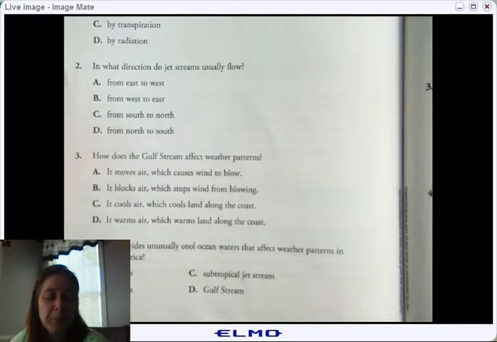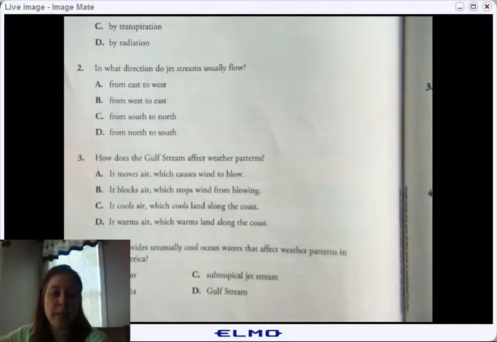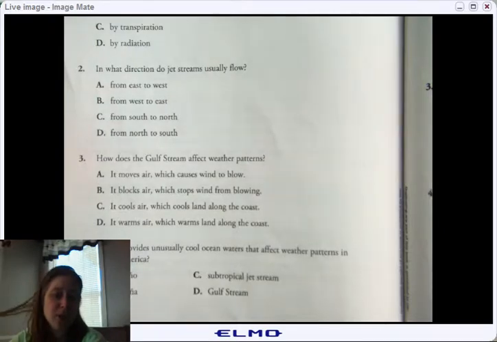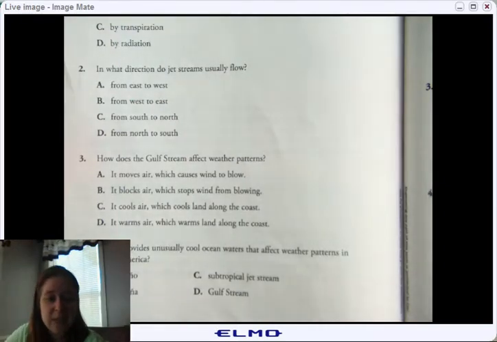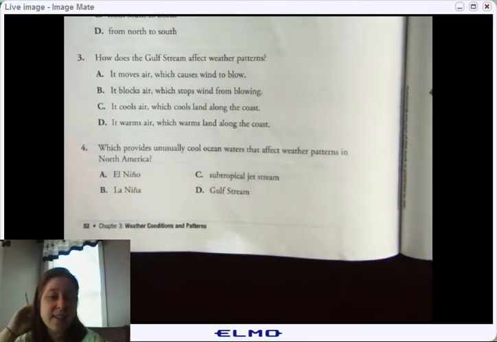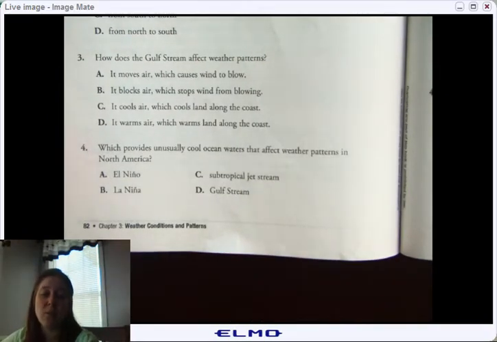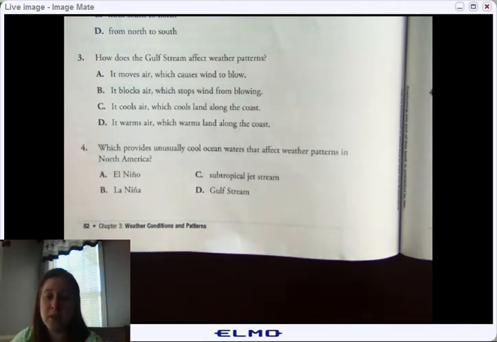How does the Gulf Stream affect weather patterns? A. It moves air, which causes wind to blow. B. It blocks air, which stops wind from blowing. C. It cools air, which cools land along the coast. Or D. It warms air, which warms land along the coast. So once again, if you don't know, go back into your notes. And the very last question here. Which provides unusual cool ocean waters that affect the weather patterns in North America? El Niño, La Niña, subtropical jets, or the Gulf Stream? Unusually cool ocean waters.